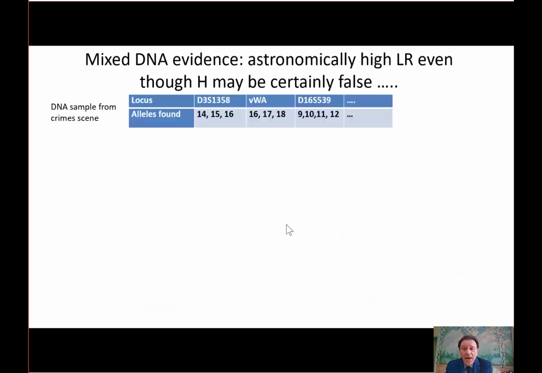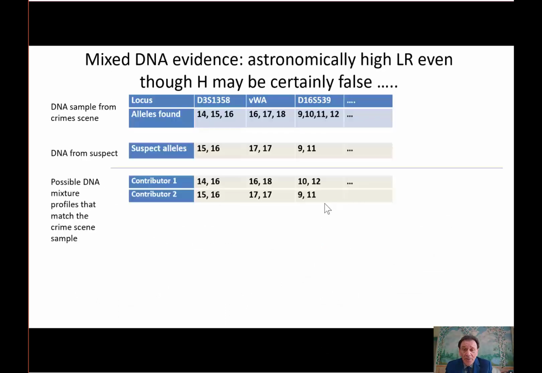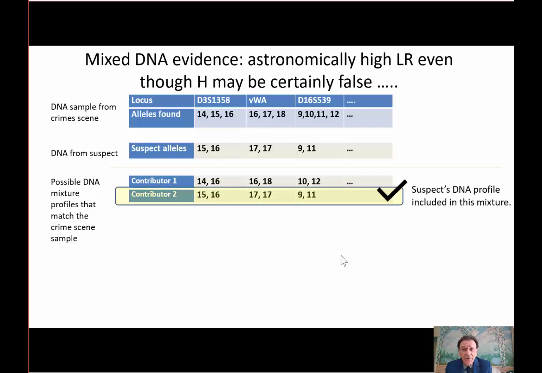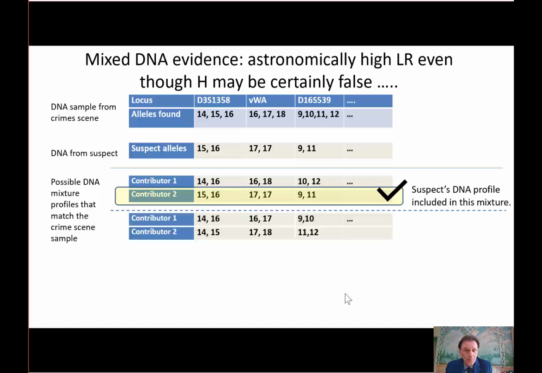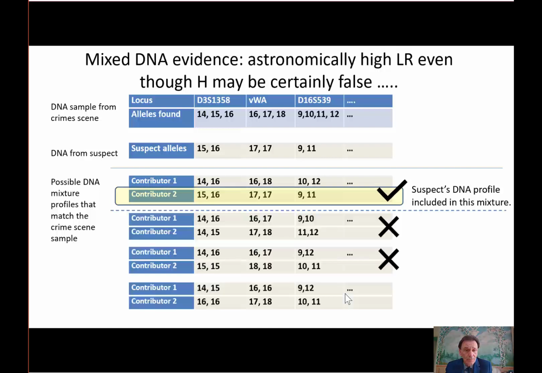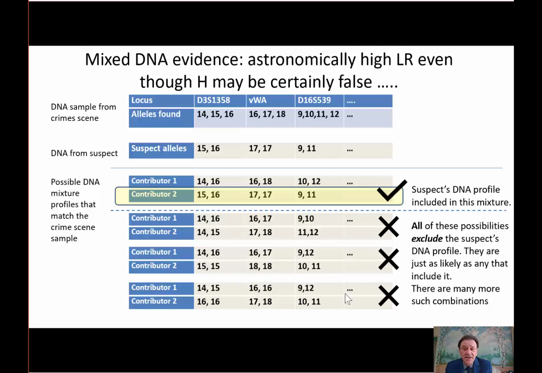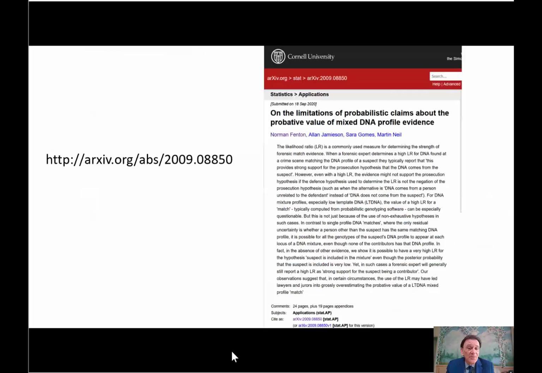Well, let's look at possible DNA mixture profiles that match the crime scene sample. This combination is one in which the suspect's DNA is certainly included. But look at these other equally likely combinations. They all exclude the suspect's DNA profile. Now, theoretically, all of these are equally as likely as the first. And so, irrespective of the likelihood ratio, the posterior probability that a suspect is in the mixture must be very low. Now, this is the kind of argument that's explained in detail in this paper which I presented last year.